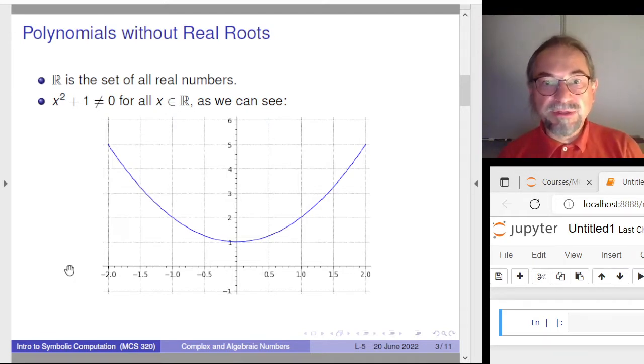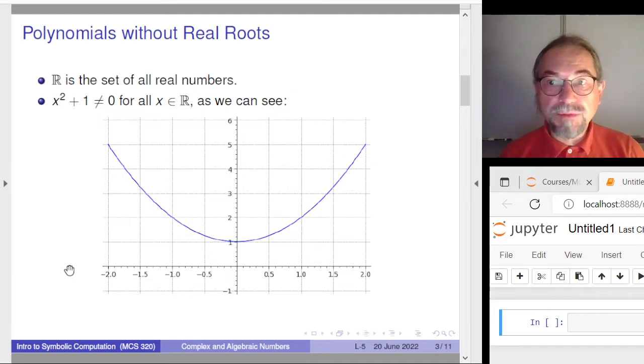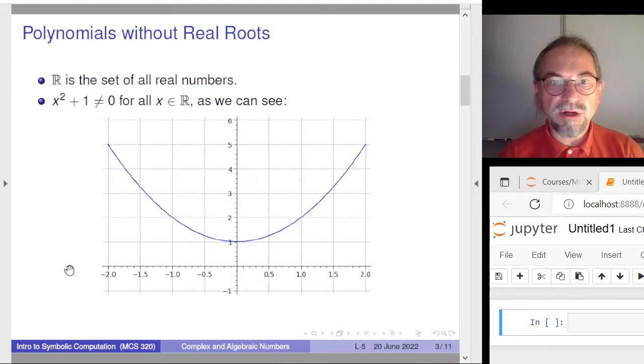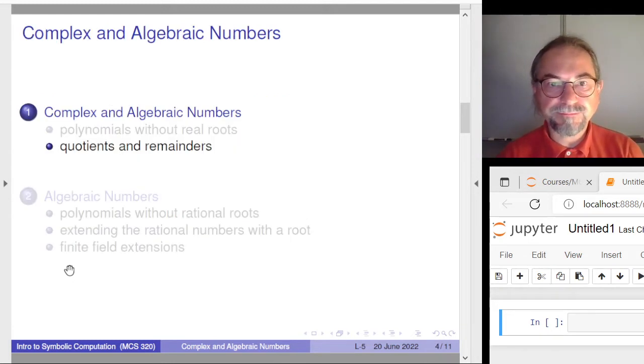And then we observe that if we look at polynomials with real coefficients, then there are some polynomials, as we can see here in this very simple example, that do not have any real roots. This has all kinds of problems.